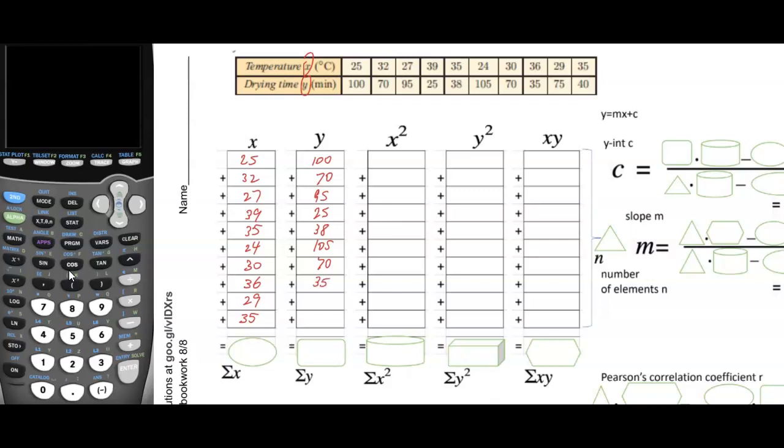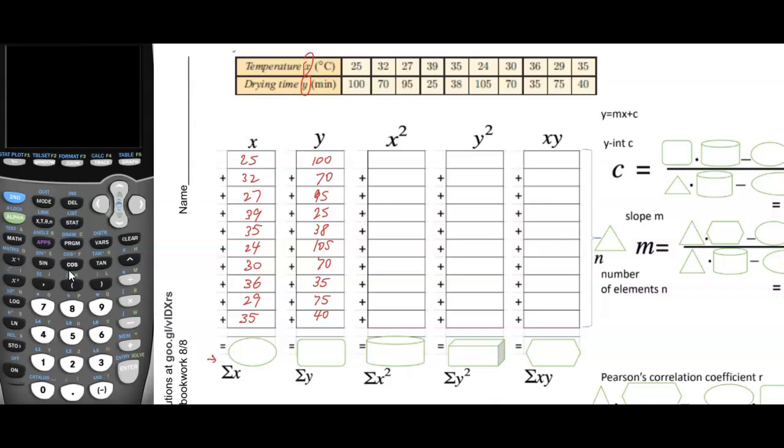We're pretty much going to follow the same process that we did a few pages ago in the packet. We use the calculator to help us. We're going to do that too. It's just that I'm teaching you how to use this form. We're going to eventually add these, but we're going to have the calculator help us with that. We're going to fill in x squared, y squared, and xy. We're going to use the calculator to help us with that too.